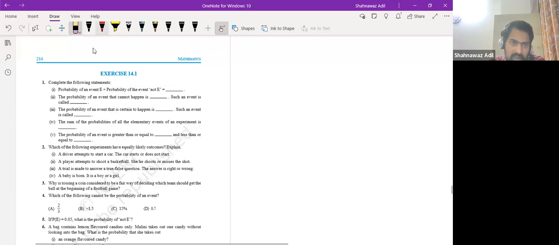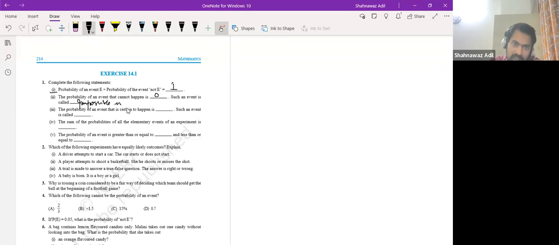So let us start from Tejasvi. Probability of an event plus probability of the event not. How much is this, Tejasvi? 1, sir. Good. And Amira, the probability of an event that cannot happen is 0, and such an event is called an impossible event. Okay, good.